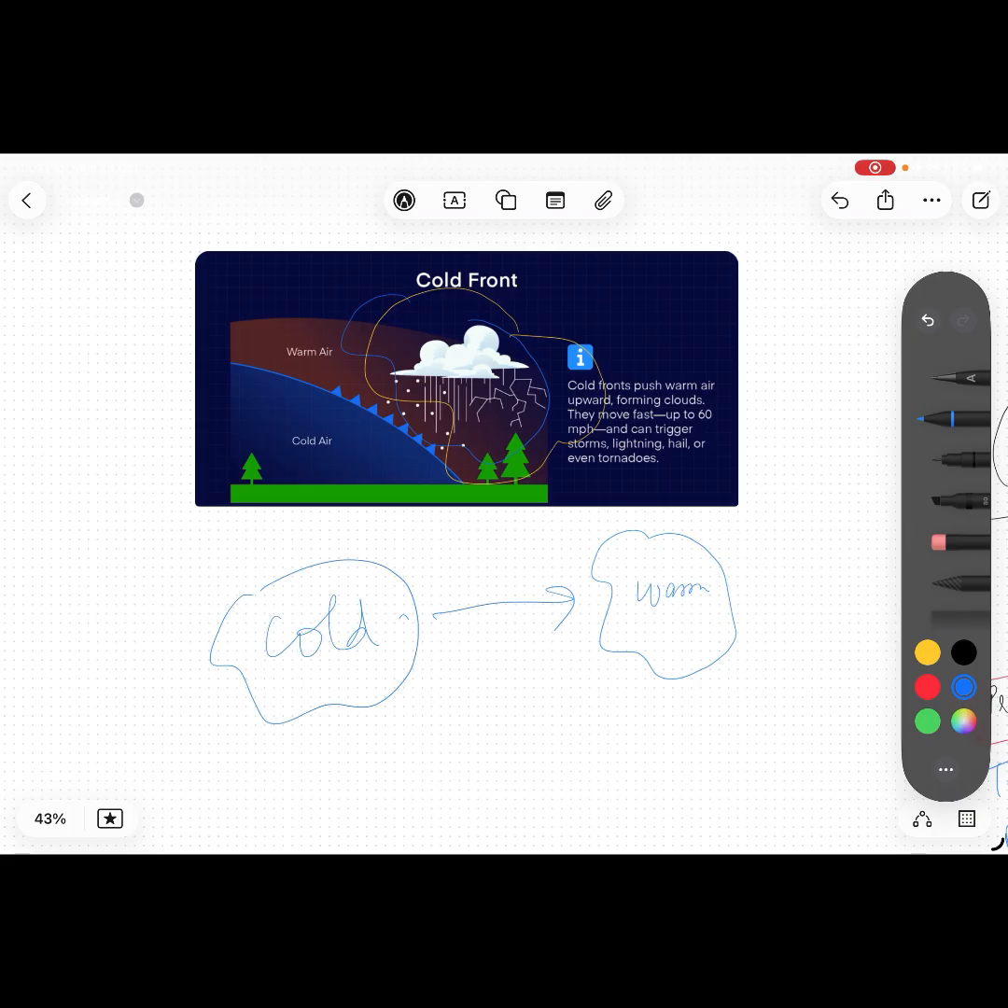Previously the warm air was approaching the cold air, but now the cold air is approaching the warm air, okay. And the cold air is over here, like I said. Now what we know is that the cold air is heavy. So what happens is that the cold air undercuts the warm air and forces the warm air to rise.